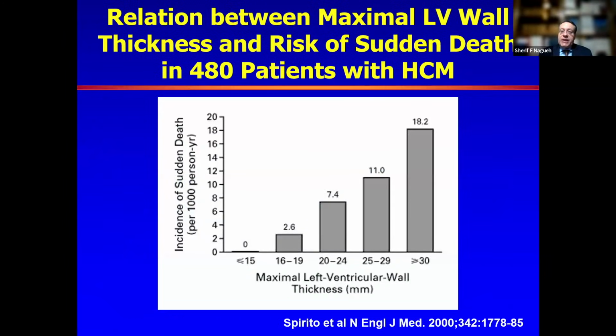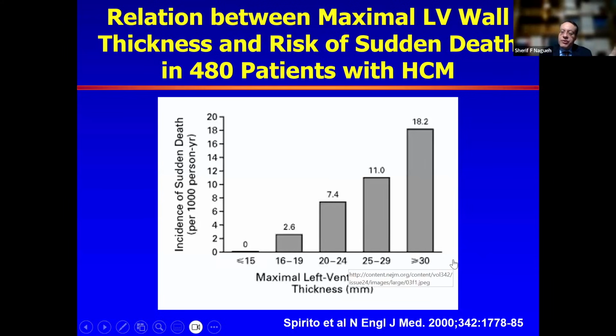This is the initial paper that looked at the relation of maximum wall thickness and sudden cardiac death in 480 patients. And while it shows that the risk is highest for individuals with a wall thickness of at least 30 millimeters, you can appreciate that as the thickness increases, the risk is increasing. So it's really a continuing risk. It's not that above this value we see all the problems and below this value we do not see events. And if you look at individuals who have sudden cardiac death events, the majority of them will not fall in that 30 millimeters cutoff.